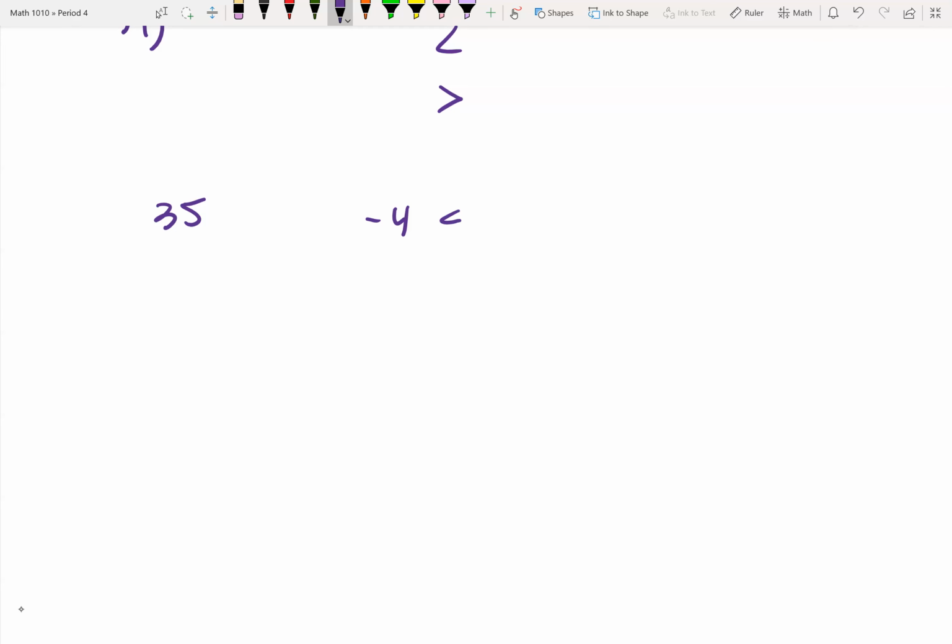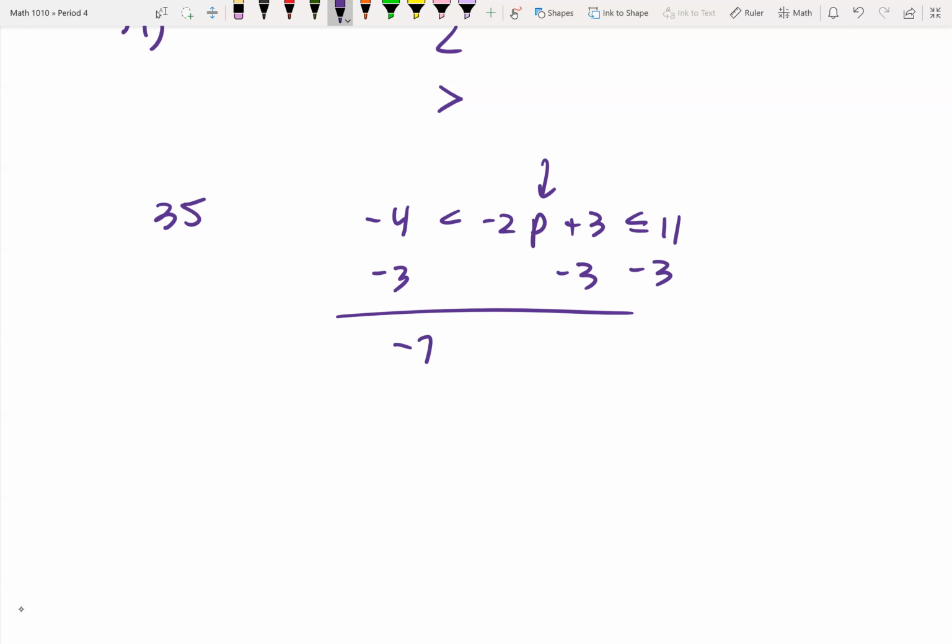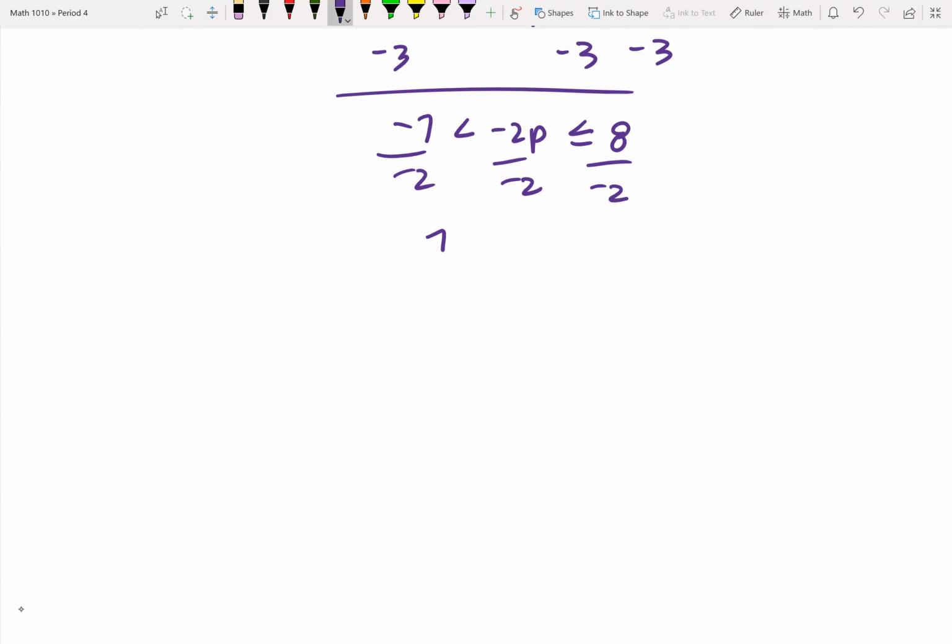So it looks like there's a B, but there's no A, which is weird. So anyway, here's your problem. You want to get p alone. So I'm going to subtract 3, and I get negative 7 is less than negative 2p is less than or equal to 8. Then I'm going to divide by a negative 2. So a negative over negative is a positive 7/2. I have to reverse it because I divided by a negative. Negative 4. That's awkward. So I'm going to switch it. The direction goes the other way.